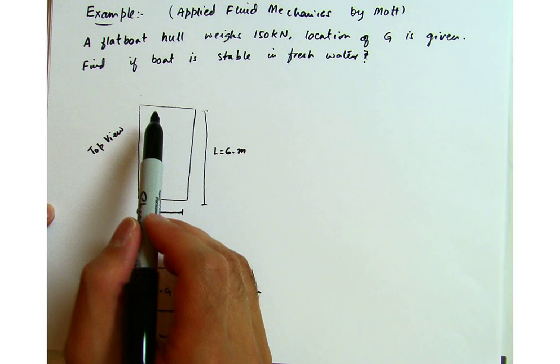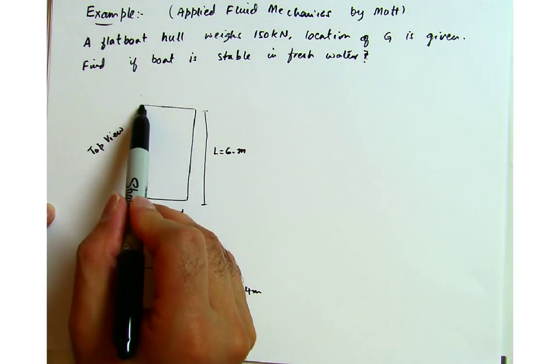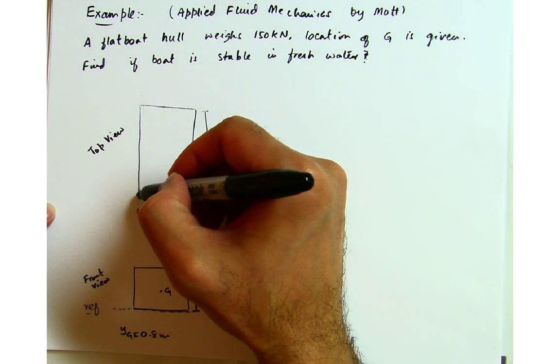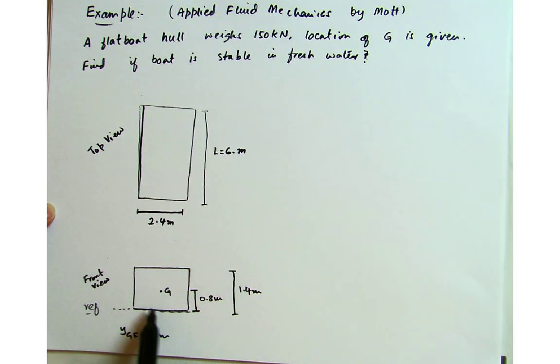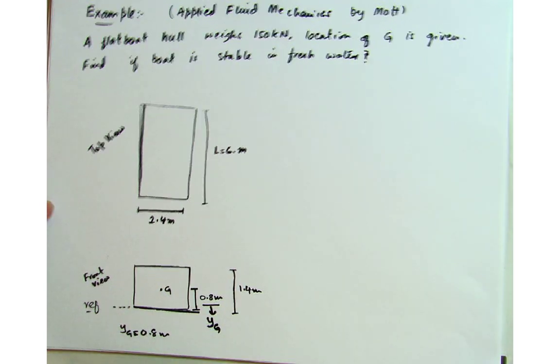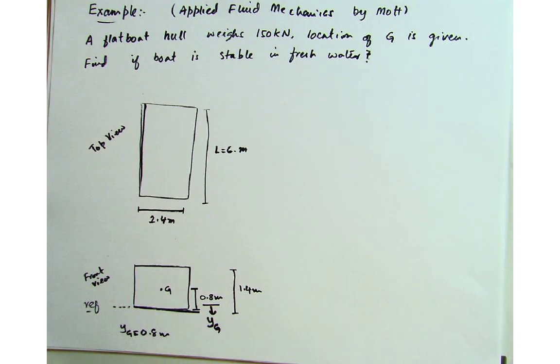Okay, so this is the top view of this boat. Again, it's a rectangular shape. I couldn't make the straight line here. So this is the top view, this is the front view. We are given the distance of the center of gravity, so I can call this YG. I'm taking this line as a reference, and this distance is YG, and the total height of this is 1.4, and so on. So we want to find if this thing is stable or not.